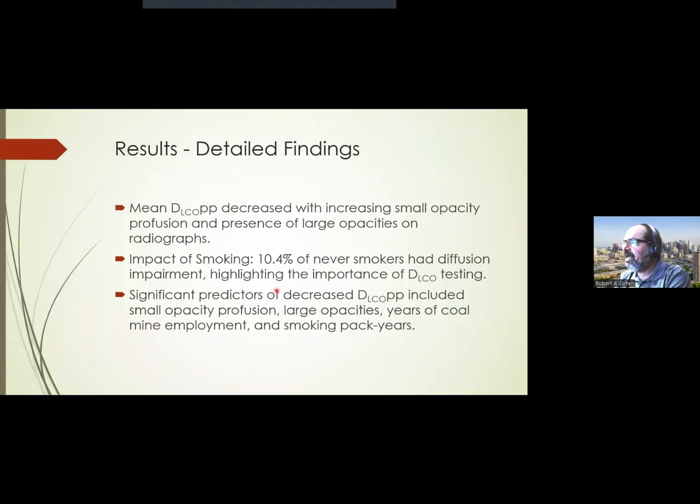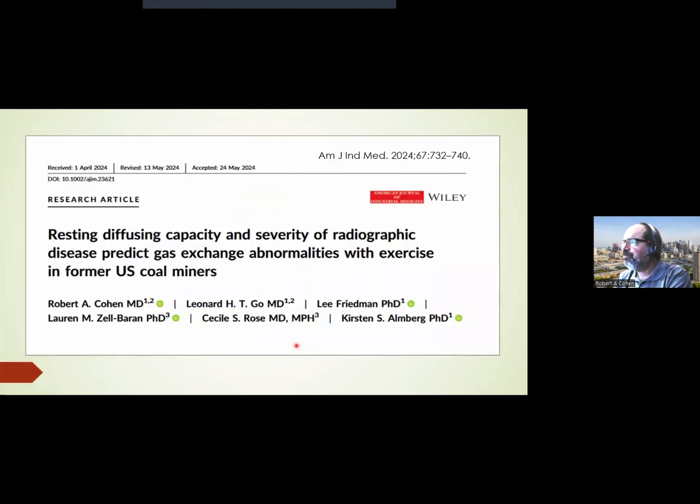So to summarize that study, we had a decrease in diffusion with small opacity profusion. 10% of never smokers had diffusion impairment. And the significant predictors of decreased DLCO included small opacity profusion and having large opacities. I didn't show the data for this, but years of coal mine employment, as you might imagine, were a predictor. So that's our kind of crude tenure variable, and then pack years of smoking.